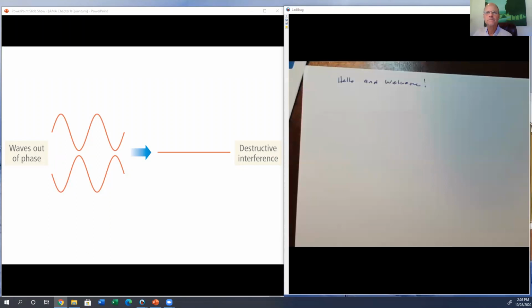Taylor, quick question. Yeah, if there's 3 waves, would it be 3 times the size? Yes, yep. Okay, cool. Yeah, they would all add together, absolutely.